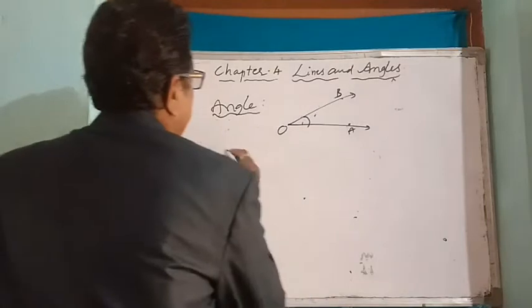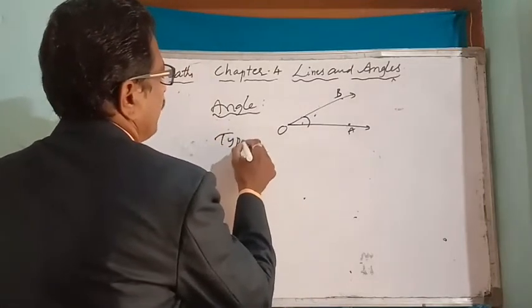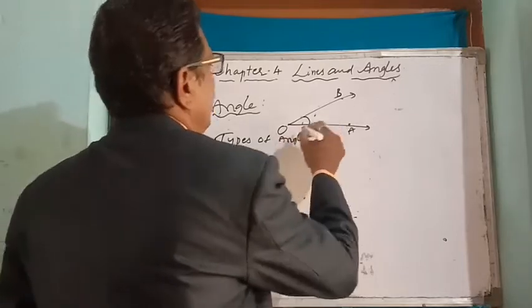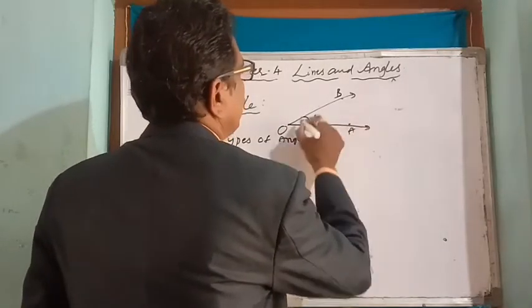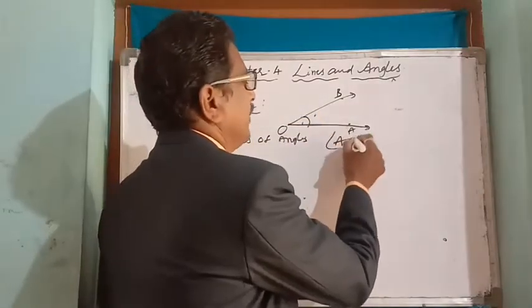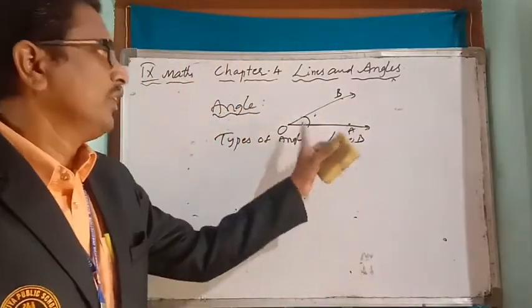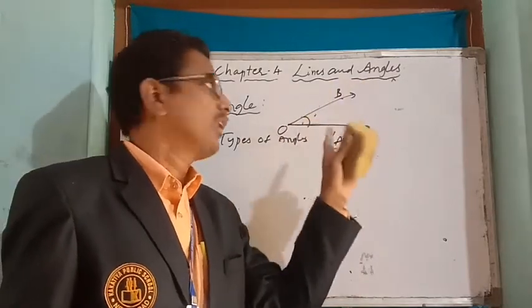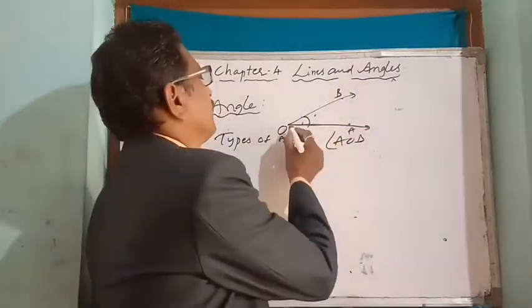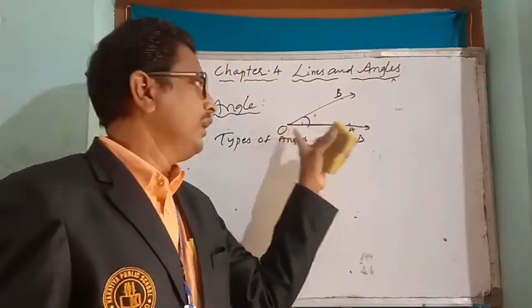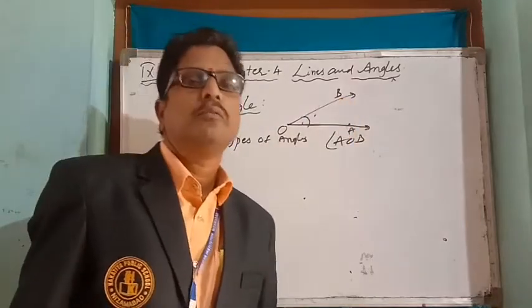Next, types of angles. Here, the angle is denoted as angle AOB. OA and OB are the arms of the angle. O is called the vertex of the angle, and OA and OB are called the arms of the angle.